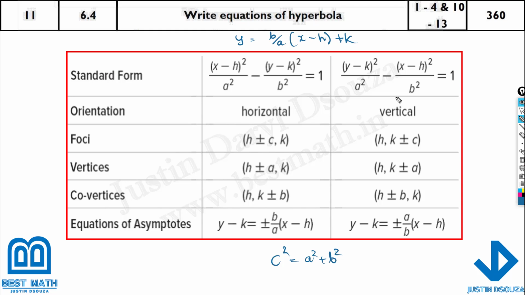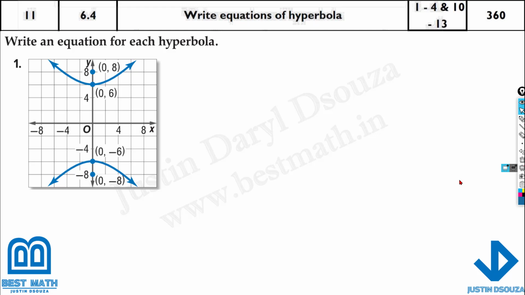If it is along the vertical, the entire thing remains the same. There is no change in this. The only change is a by b. That's the only difference. So whatever the slope is will be in terms of a by b, and this is going to be the same thing. So it's very easy to remember. Horizontal, remember, it's b by a. Vertical, a by b. So now we will start solving the problems.